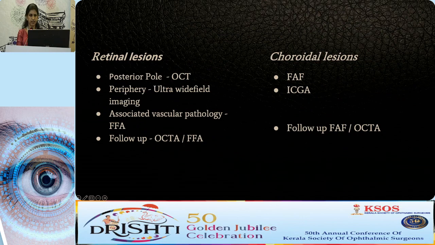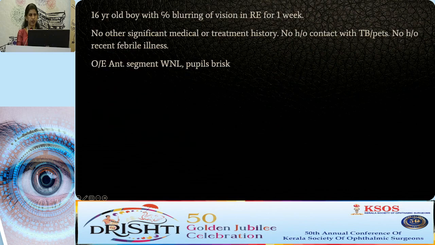Then if the lesions are retinal and in the posterior pole, we can always start off with an OCT. And in the periphery, you can use ultra wide field imaging, and some machines also have ultra wide field OCT with them. If associated vascular pathology is present, go for an FFA. On follow-up, OCT angiography or FFA will help you. For choroidal lesions, the first would be the fundus autofluorescence, which will help you to differentiate between the entities and also in treatment and follow-up. Then to confirm the condition, you can do an ICG angiography.